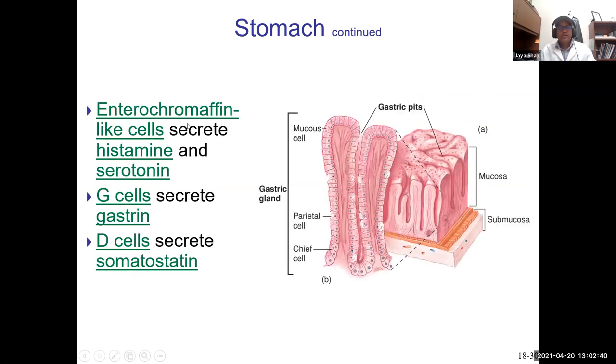There are other cells called ECL cells, enterochromaffin-like cells, that produce histamine and serotonin. Histamine activates parietal cells to secrete more hydrochloric acid. Then G cells secrete gastrin. Gastrin also activates parietal cells indirectly and produces more hydrochloric acid. D cells secrete somatostatin, which inhibits the parietal cells and reduces the secretion of hydrochloric acid.